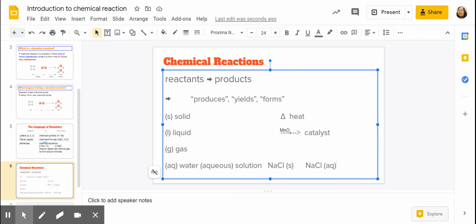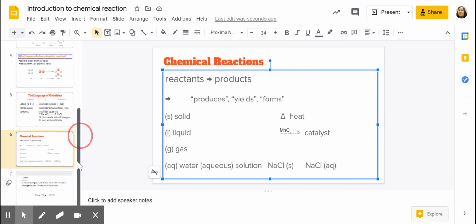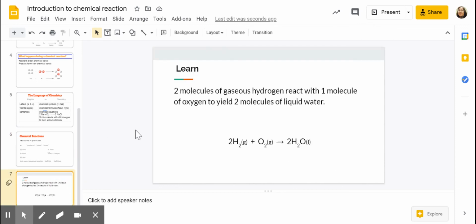The other thing is a triangle. Sometimes you see a triangle above the arrow, which means heated up. And sometimes you can even see a chemical above the arrow, which means a catalyst. A catalyst is a chemical which is not part of the reaction but can help the reaction go faster. We're going to learn more detail about catalysts. Right now, this is just for your information. I do need you to know these four and also this one. We're going to give you an example and then practice more in the live class.